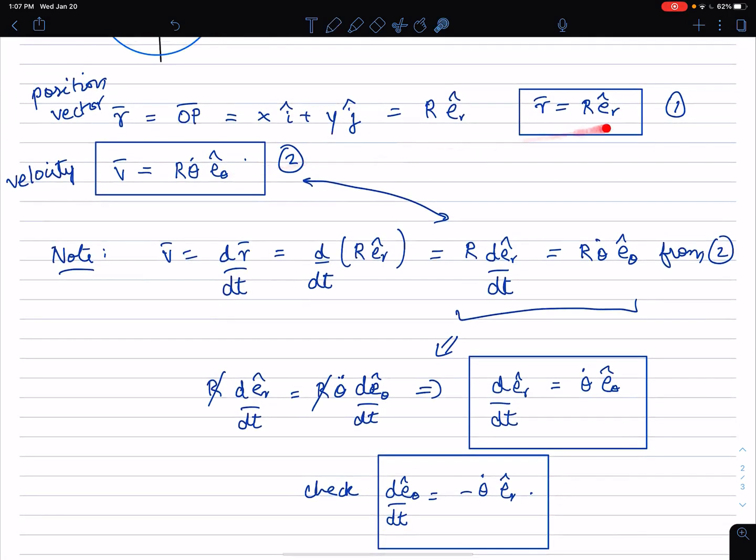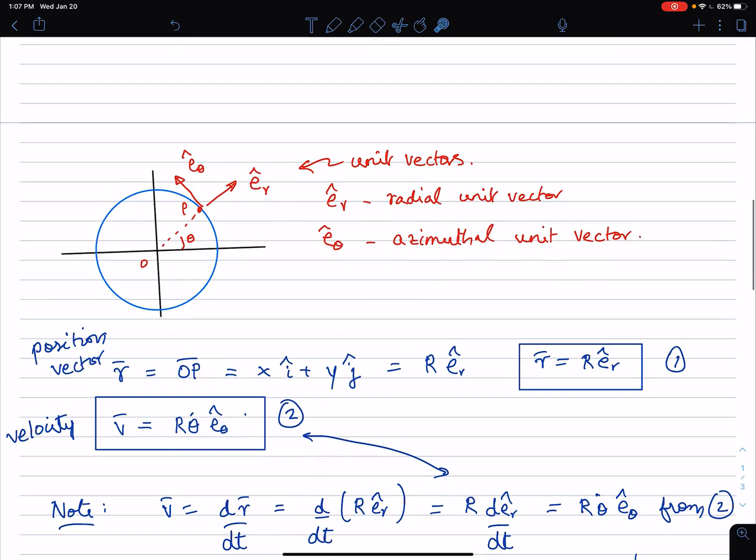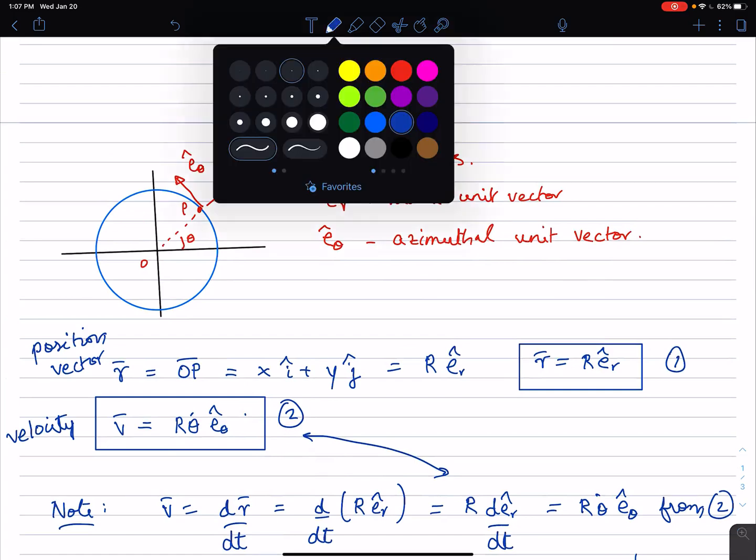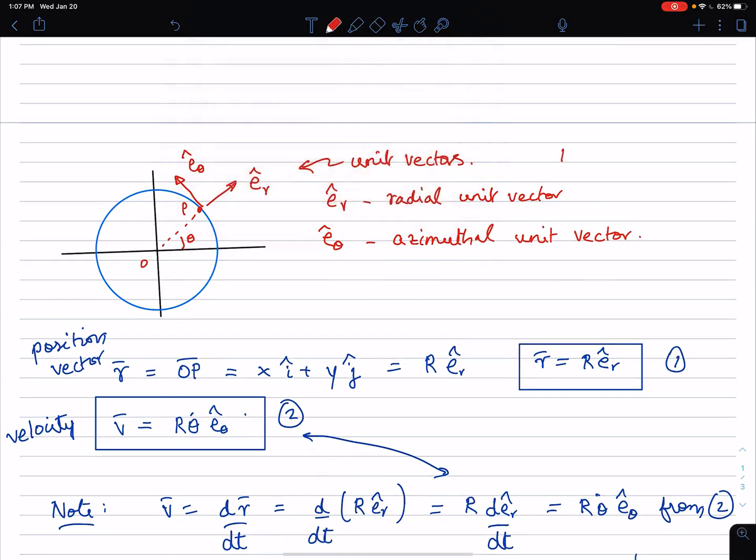These two equations are more important than these equations. These equations are just for your general information, but these two equations are important. Okay, so that's motion in a circle. We can represent it by essentially what are called polar coordinates. So these coordinates are called polar coordinates.